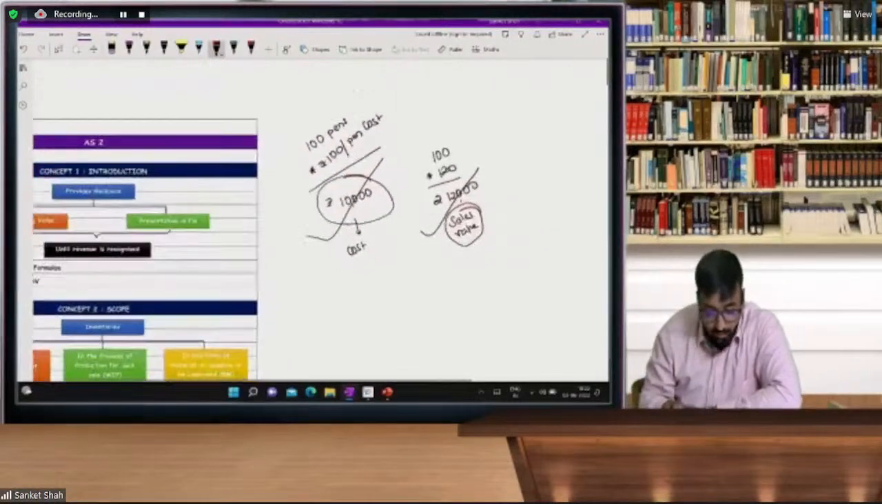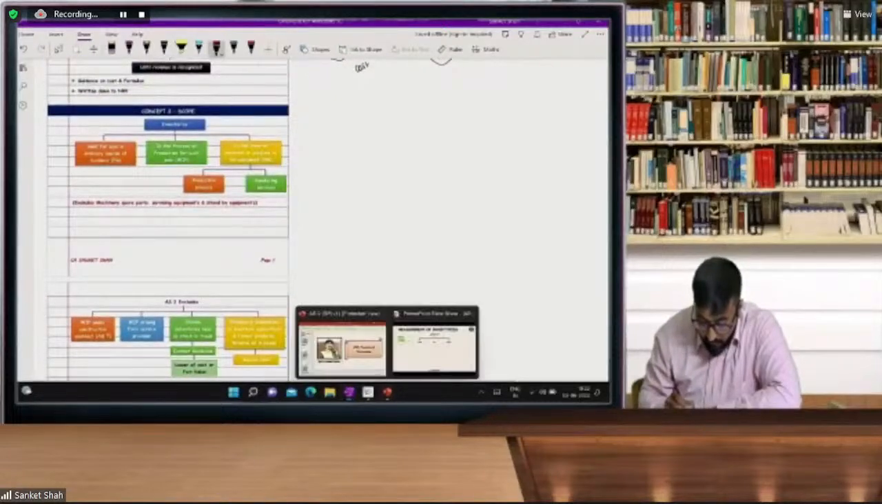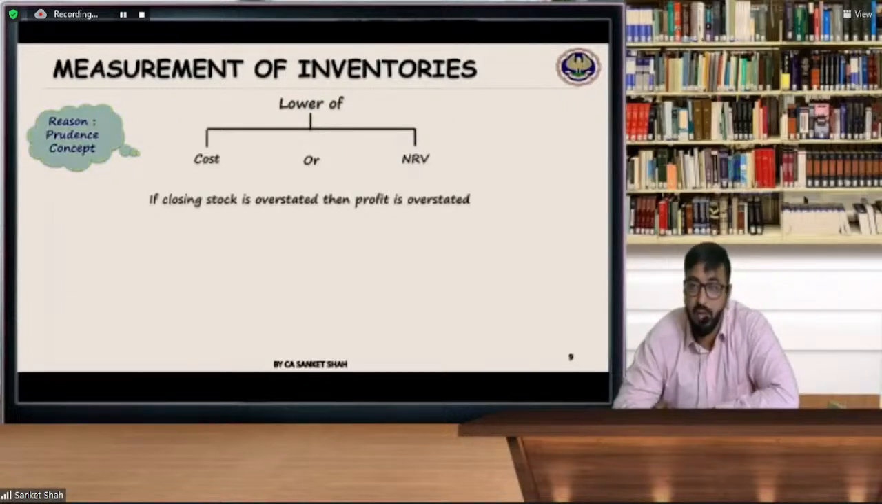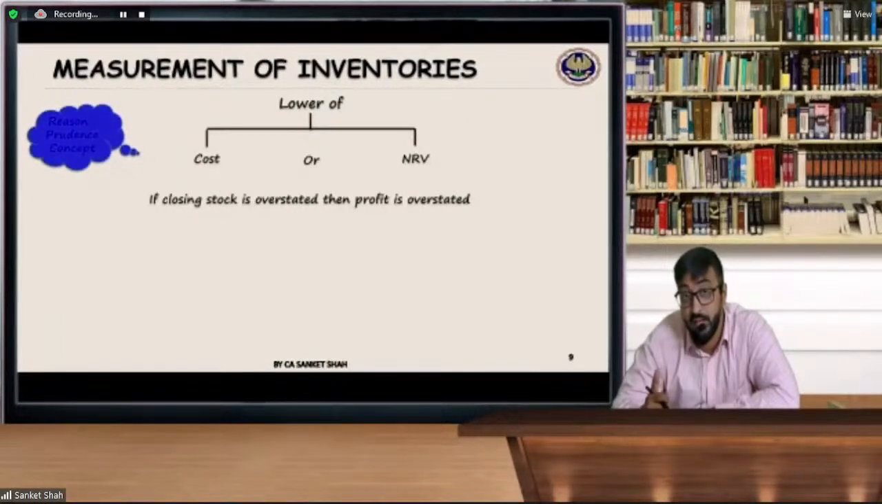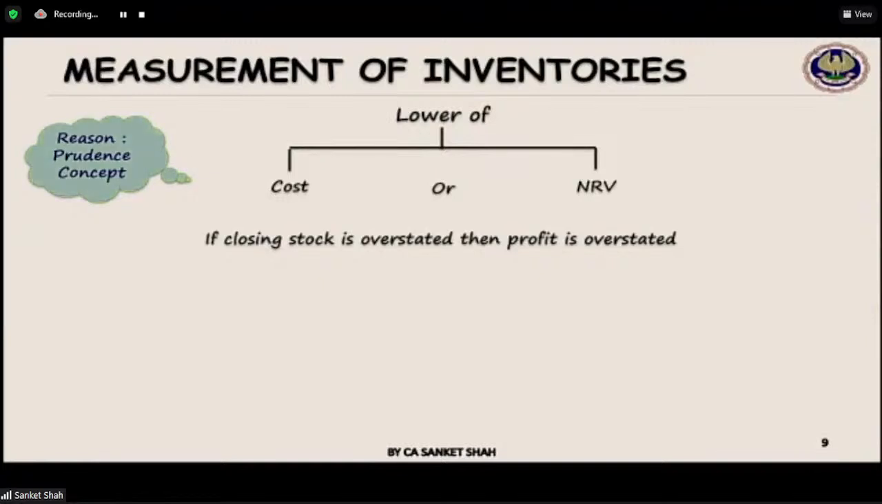So between 10,000 and 12,000, whichever is lower, we will record. Now the question is, why are we recording this way? If closing stock is recorded at a higher price, then profit is also high. Closing stock should not be overstated. Overstated means overpriced, and then your profit is also overstated, which is not allowed. That is why we do not record it that way. Okay, so write it down. Yes, please take a screenshot of this.